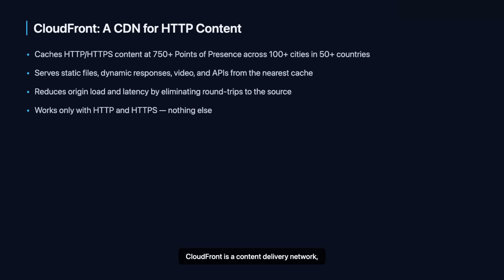CloudFront is a content delivery network, and it caches HTTP and HTTPS content at over 750 points of presence, spread across more than 100 cities in over 50 countries. It serves static files, dynamic responses, video streams, and API responses from the cache nearest each user. Because a cached hit is served locally, you eliminate the round trip to the origin, which cuts both latency and the load on your source.